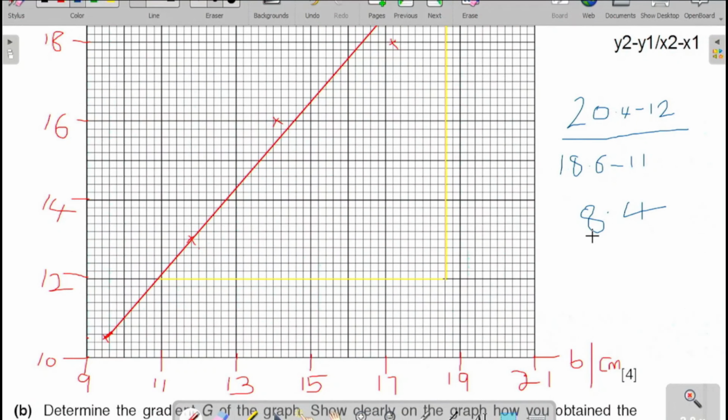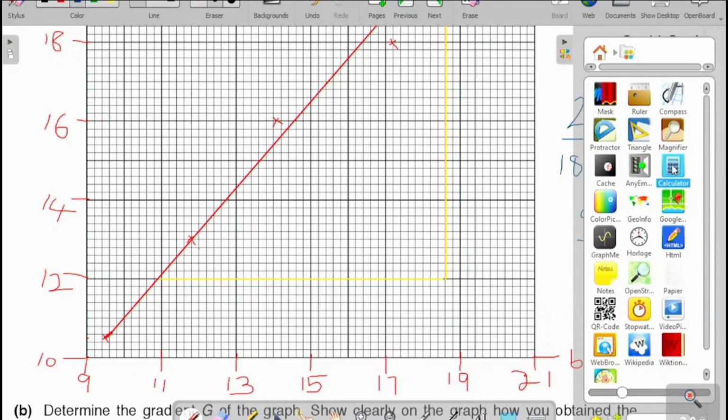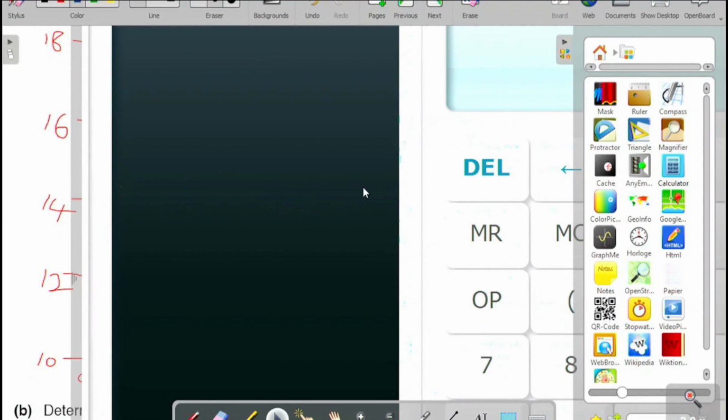8.4 divided by 18.6 minus 11 is 7.6. If I am not making a mistake, 8.4 minus 7.6, let me see. Can I use a calculator here? 8.4 minus 7.6, let me see, calculator.